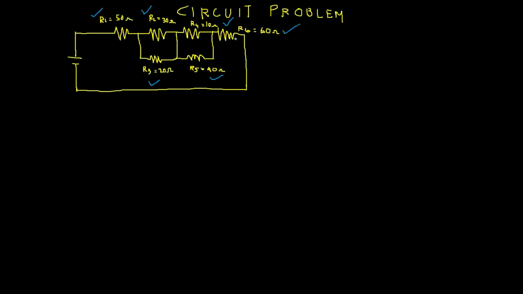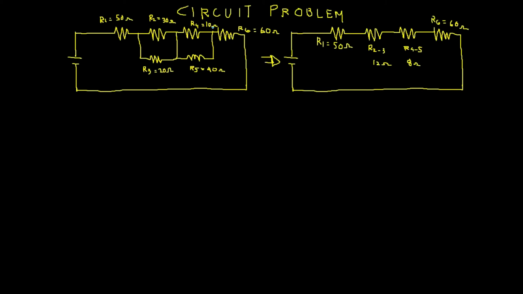So, dito ang unang titignan natin is itong R2 at R3. Nakaparallel sila, tapos yung R4 and R5 ay nakaparallel din. So, kapag sinimplify natin, ang equivalent circuit niya is ito: R1, R2-3, R4-5, and then R6.